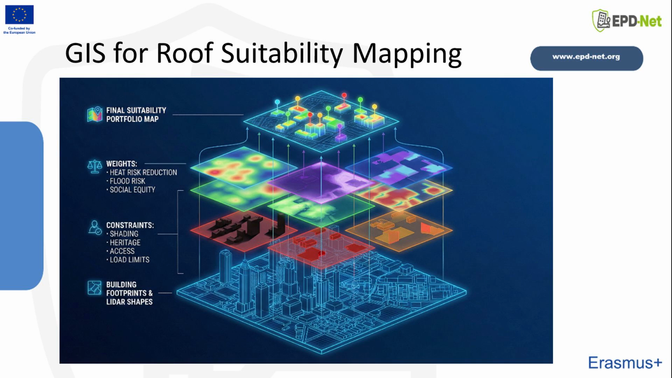Portfolio outputs are especially useful when you include equity layers, so that benefits are not only maximized but also distributed according to vulnerability. If litter is unavailable, you can still build a useful roof inventory from building footprints and typical roof archetypes, but you must be explicit about the uncertainty this introduces into city-level benefit estimates.